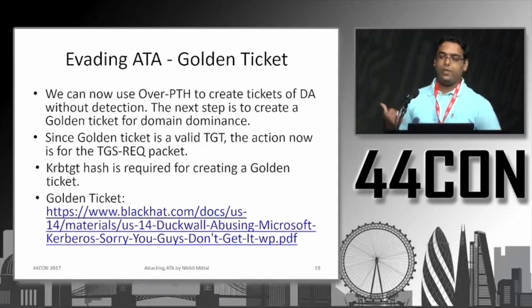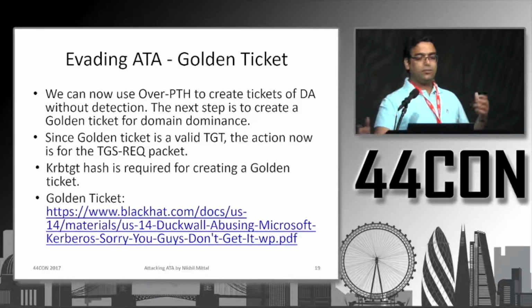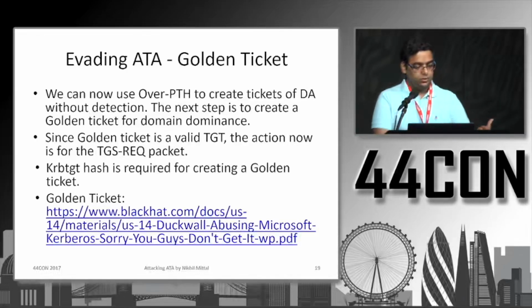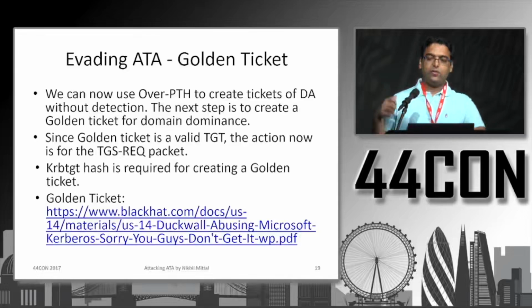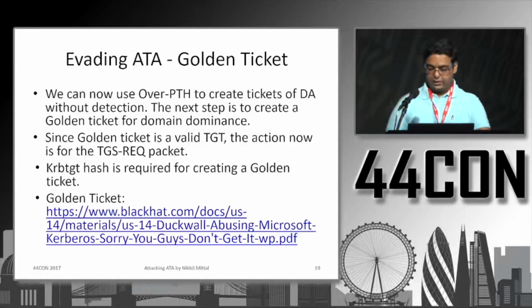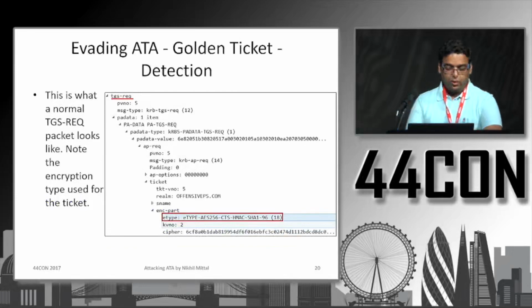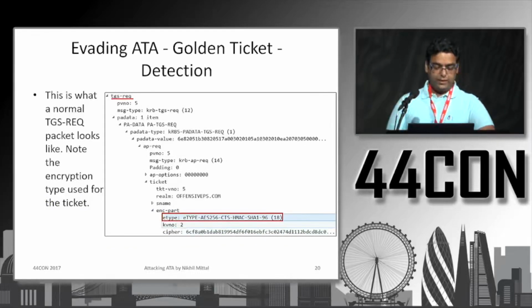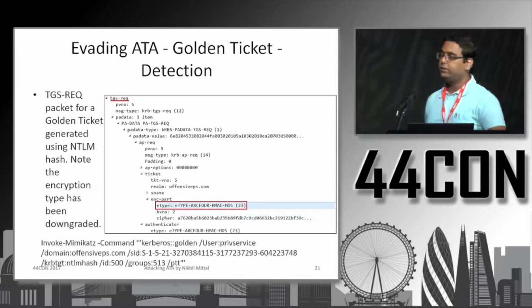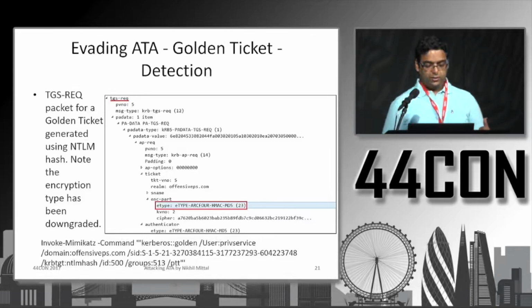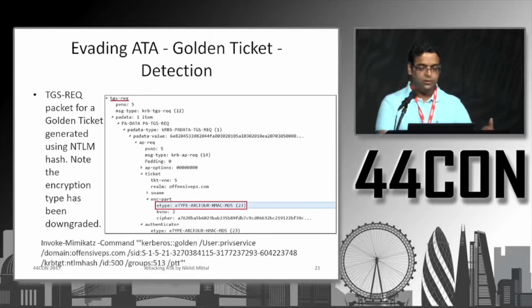Now, once we have Overpass-the-Hash capabilities, next comes the domain domination part. Now, for golden ticket, because we are going to create a TGT, the field of interest in the Kerberos packet for ATA now is the TGS request packet. Of course, you can read more about golden ticket here. A normal TGS request packet looks like this, AES 256, etc. In case we are using the NTLM hash to create a golden ticket, once again there is a downgrade here.